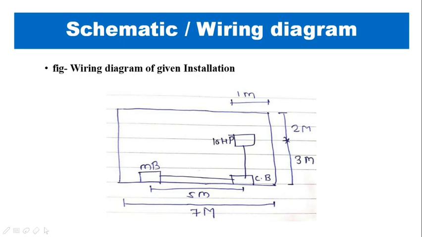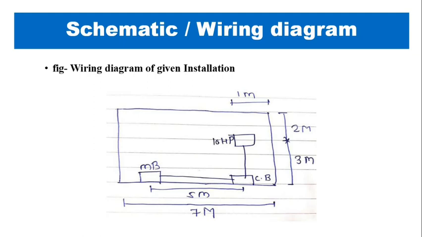So you can see here, the distance between this main board and control board is 5 meter. Then the distance between control board to 10 HP motor is 3 meter. You can assume the position of this main board and control board as per your choice, but I think it is a suitable position for this workshop or for this industrial installation.